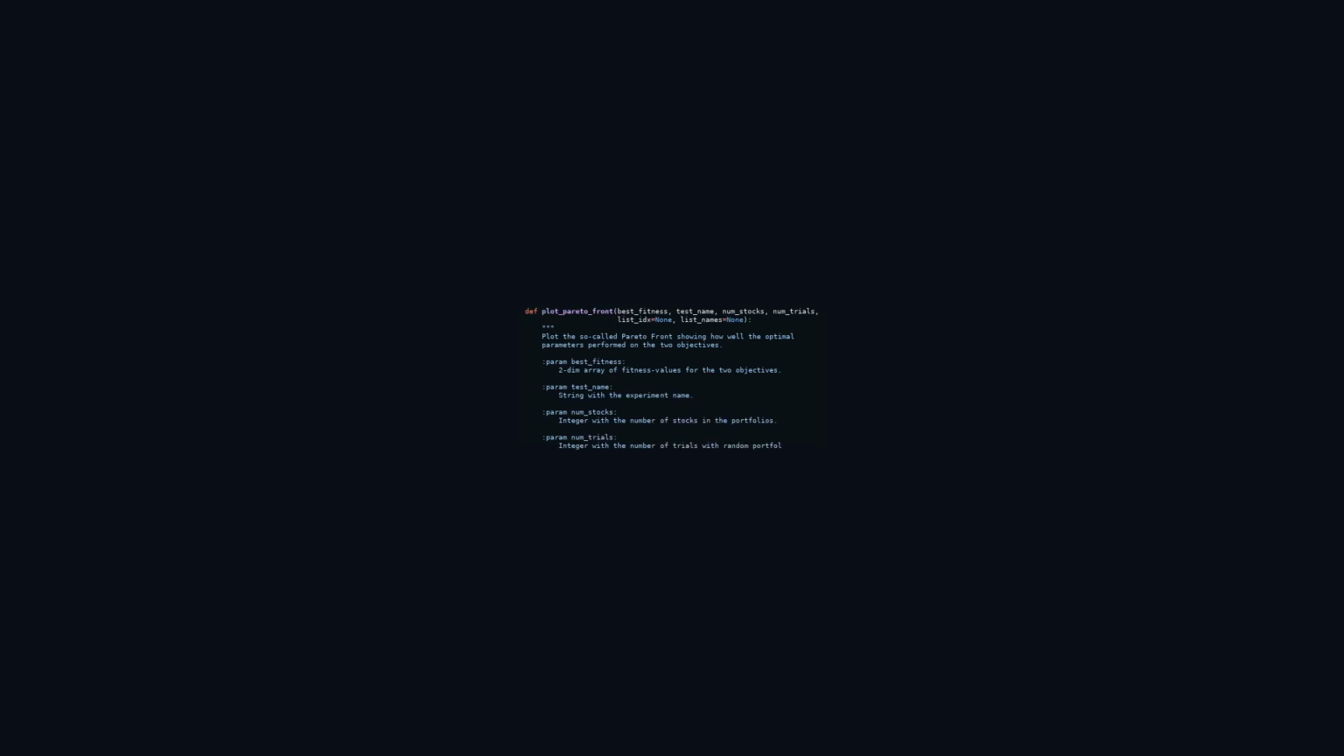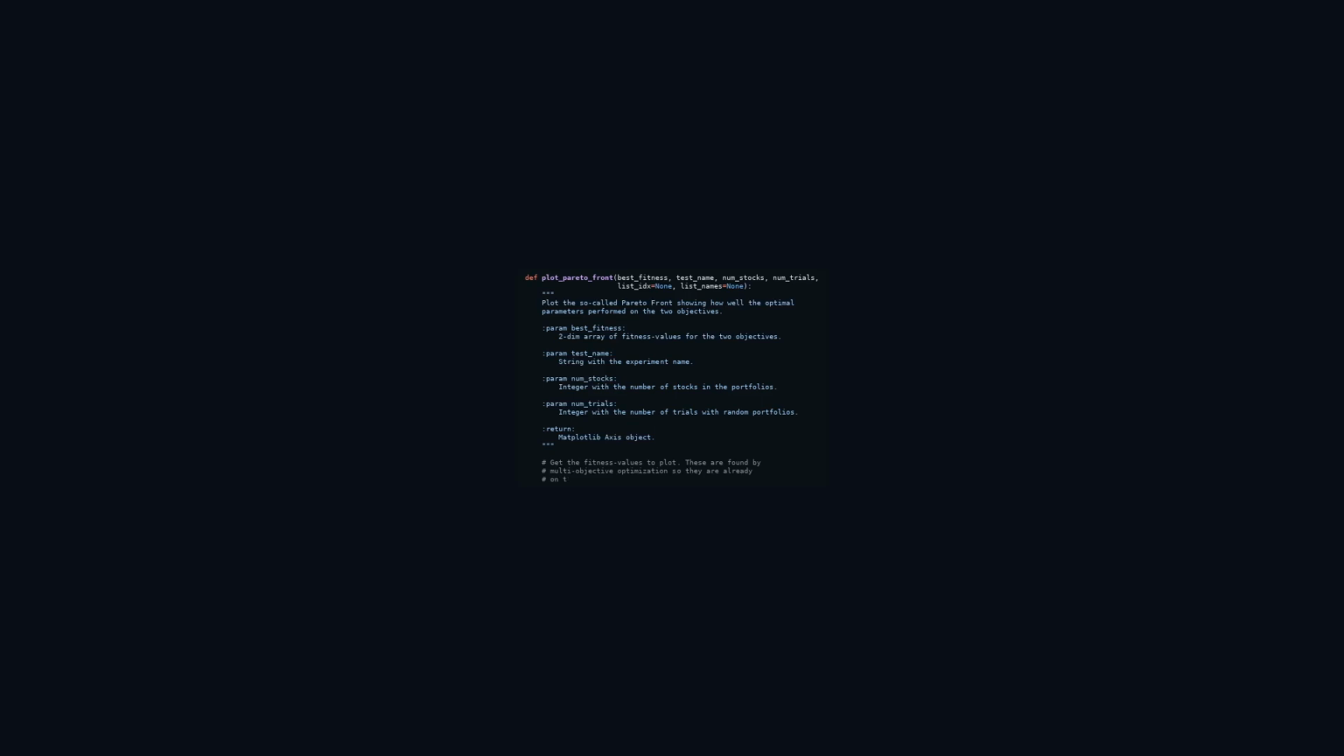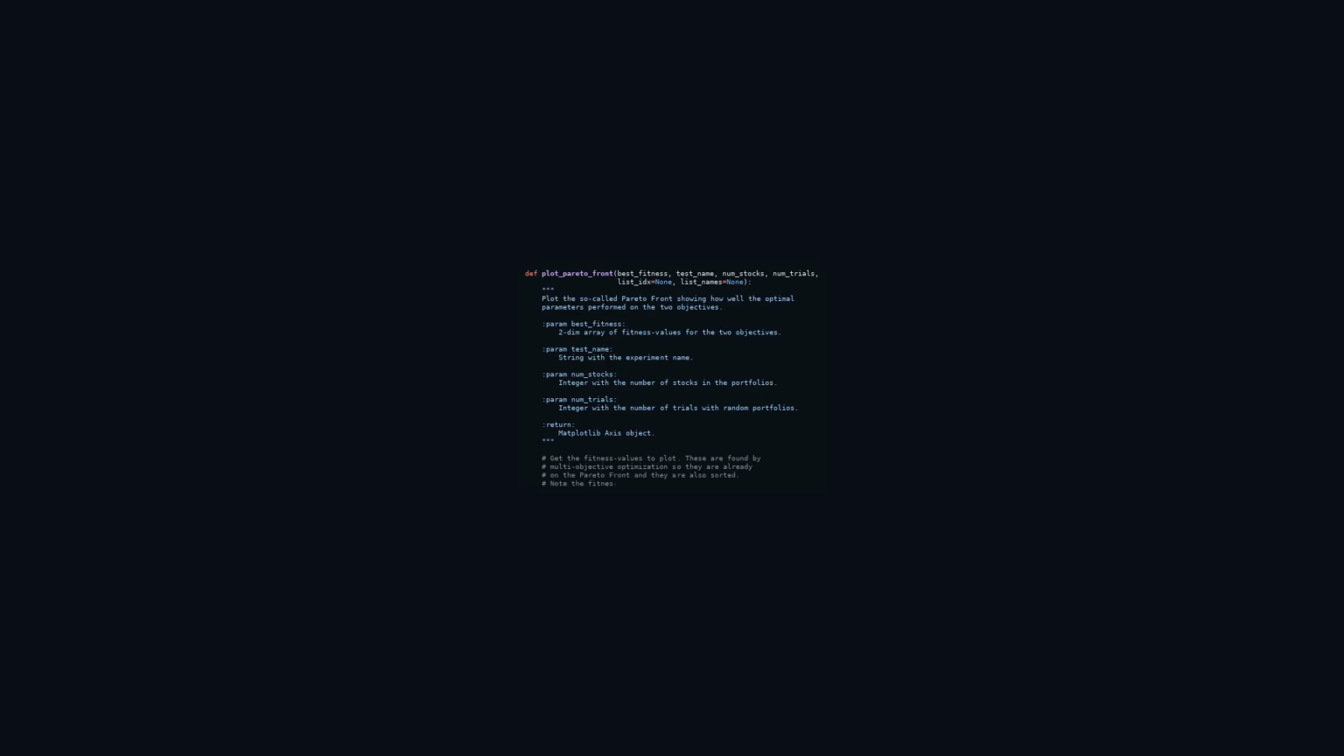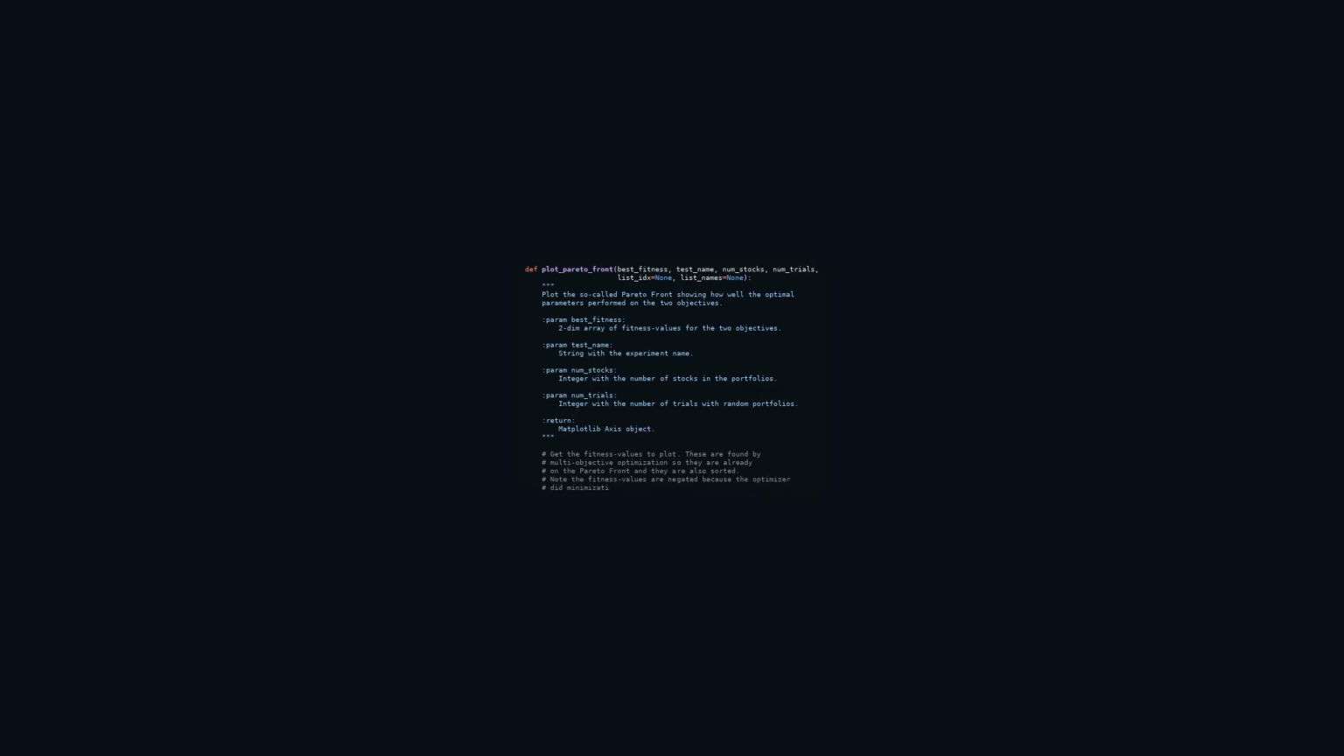The provided code defines a function designed to generate a plot known as the Pareto front, which illustrates the trade-off between two conflicting objectives. It achieves this through several steps. Enabling a clear visual representation of optimized solutions, the function accepts various parameters, such as the fitness values for these objectives, the experiment's name, the number of stocks, and the number of trials. Firstly, it extracts and negates the fitness values from the input array because the optimizer minimizes the objectives, whereas the goal here is to maximize them.